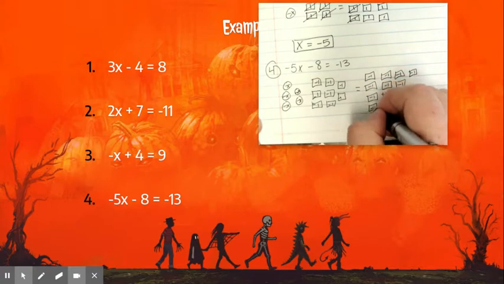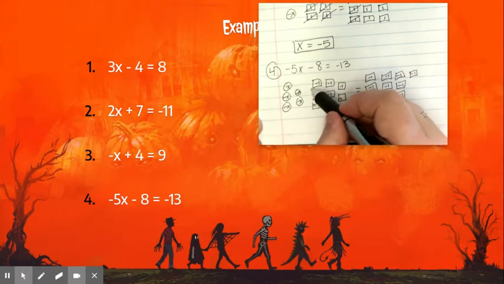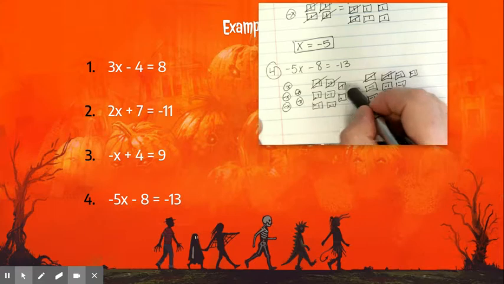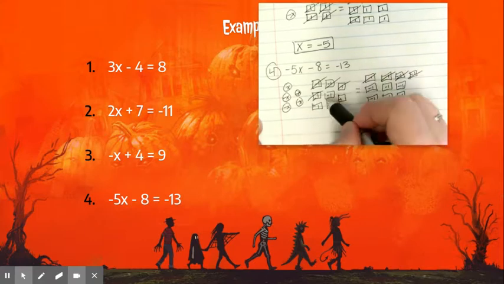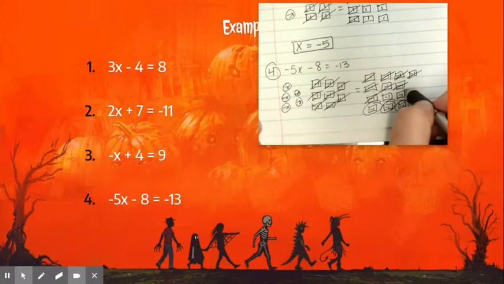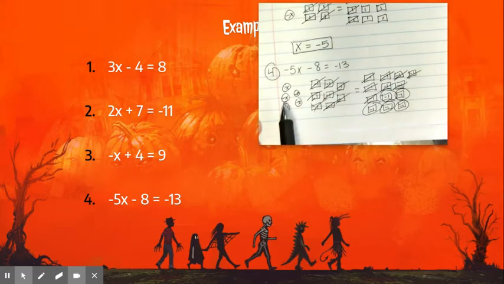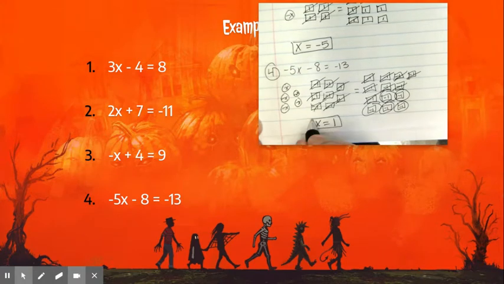Negative 1, negative 1. Okay, these are both negative on both sides, so we're going to just cross them out one for one. 1, 2, 3, 4, 5, 6, 7, 8. And I need 5 equal groups, so it's 1, 2, 3, 4, 5 equal groups. Okay, so that means it's negative x equals negative 1. So if this is negative, I change the sign here, so it's going to end up being x equals 1.